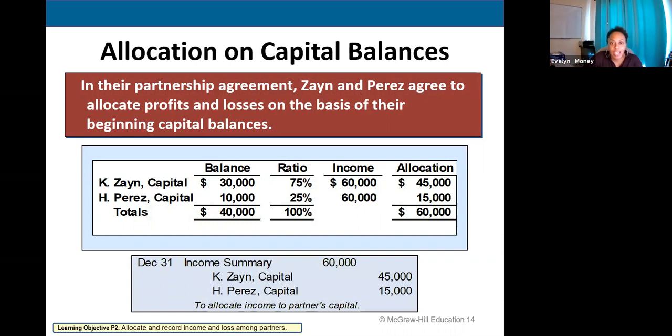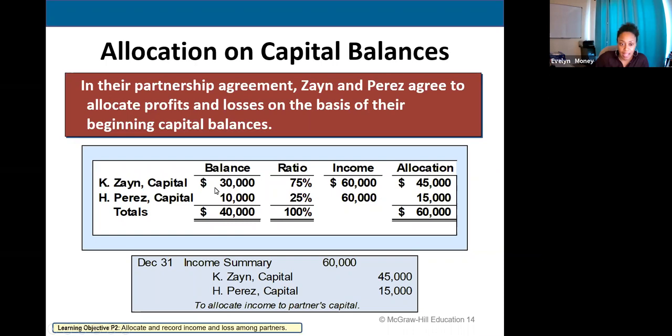Now let's look at the next method. The next method is allocation based on capital balances. So typically based on what the partners brought into the business, their beginning capital balances. From those previous entries that we just did, remember we credited K Zane Capital for $30,000 and Perez brought in $10,000 in cash, so we credited Perez for $10,000. We now find ratios based on their contributions.